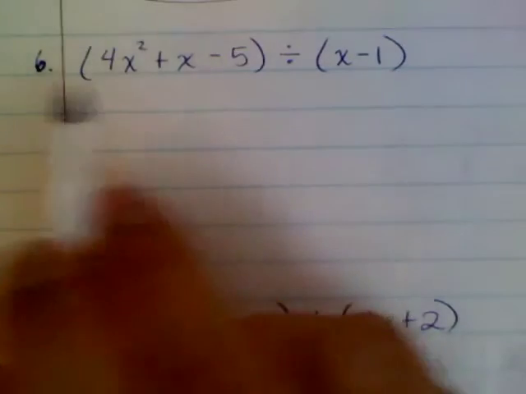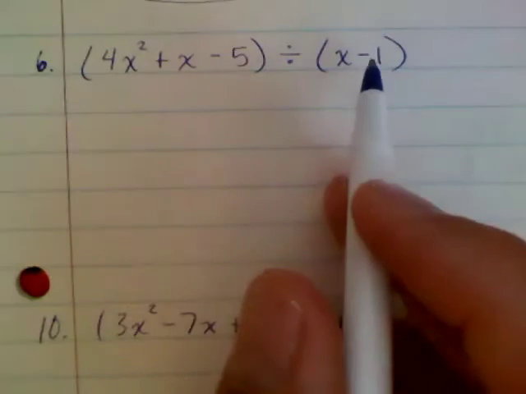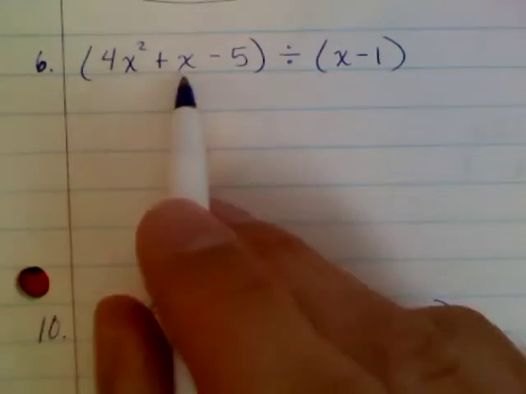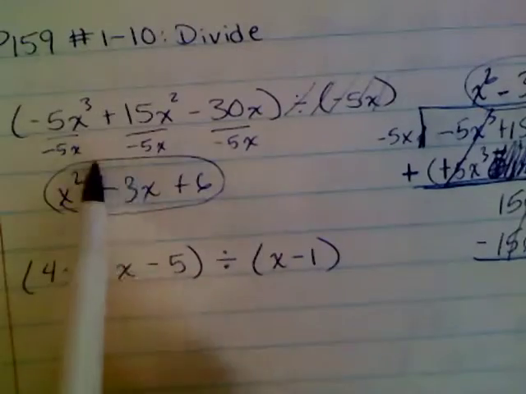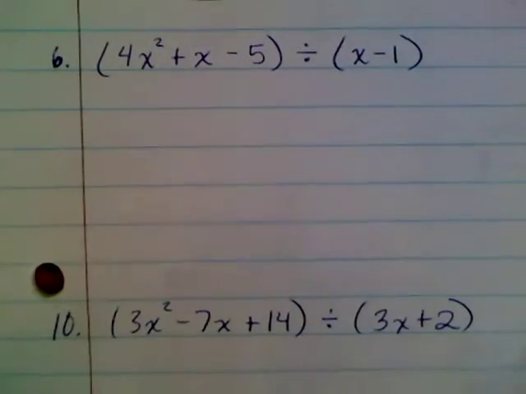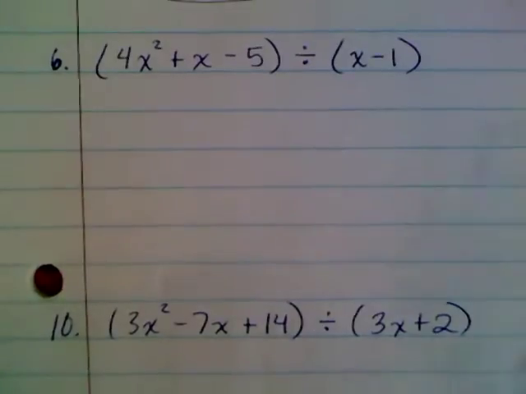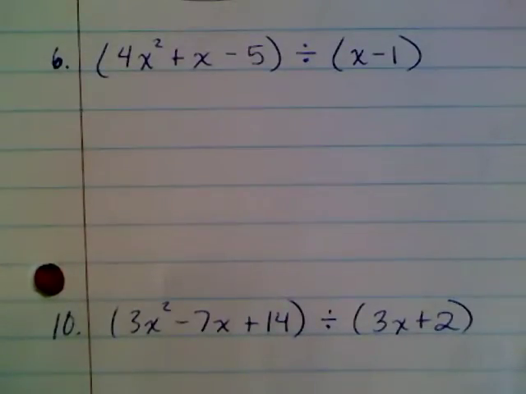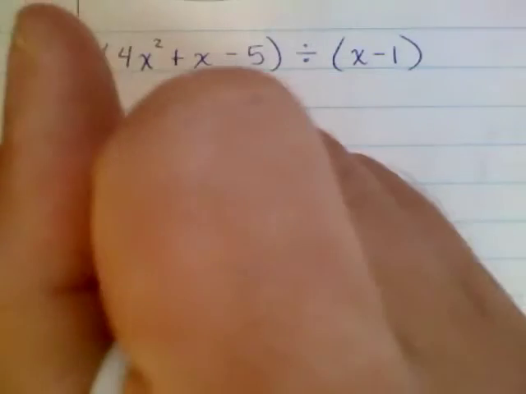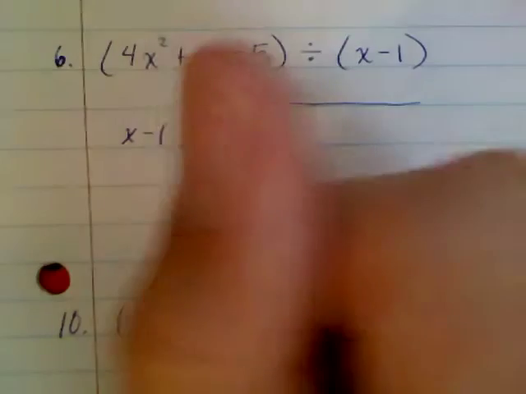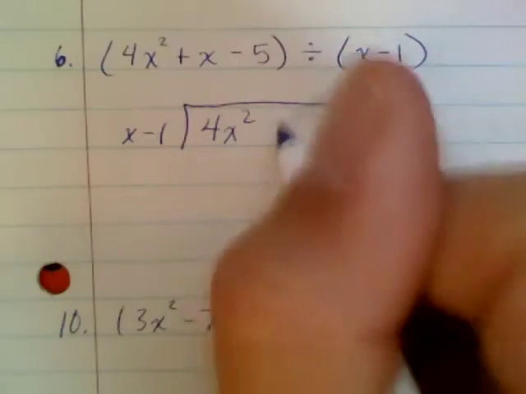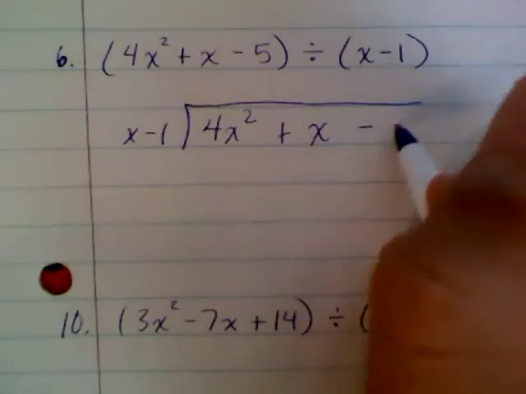So anyways, we have number 6, and I can't just put x minus 1 under each term like I did on number 2. So in number 2 I had two methods. I could have either divided each term or I could have done long division. But on number 6 I don't have two methods. I only have that one method, and that method is long division. Okay, so let me show you. X minus 1 goes into, it's almost a square root sign, but it's not. It's long division sign. 4x squared plus x minus 5.